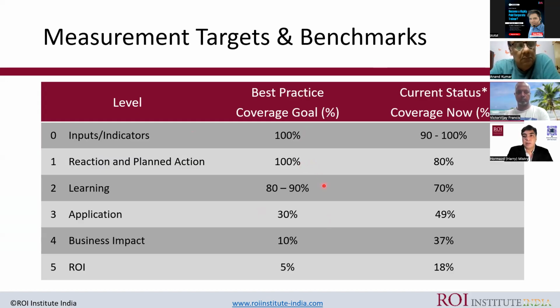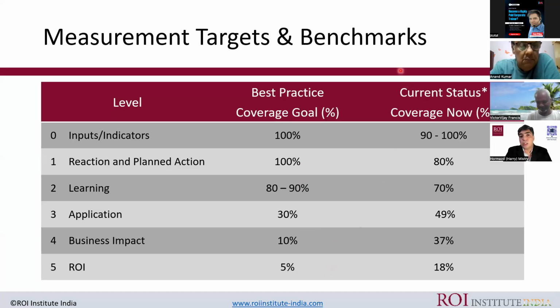We recommend that you have learning data for 80 to 90% of your programs and projects. We recommend that you have application data for 30% of your programs or projects. We recommend that you only measure business impact for your top 10% programs or projects. And you measure ROI only for the top 5% of the programs or projects. Okay? This is what we recommend. And these are the best practices that we recommend.